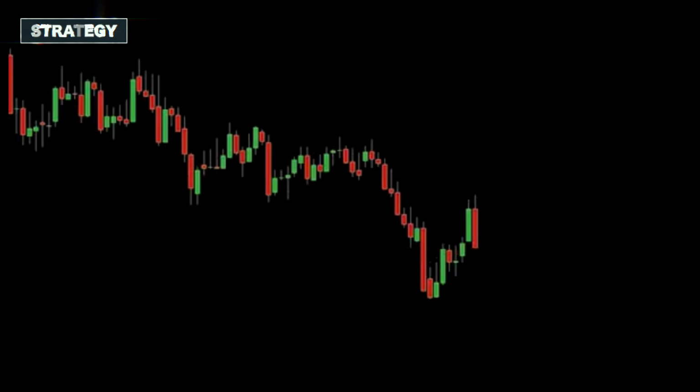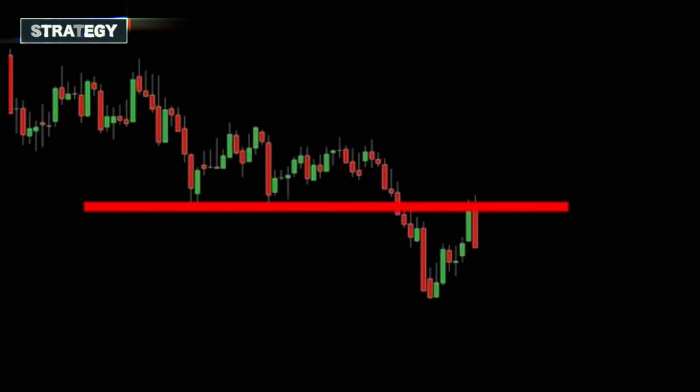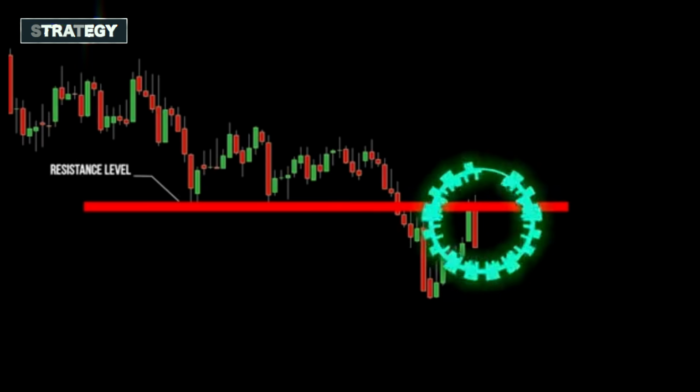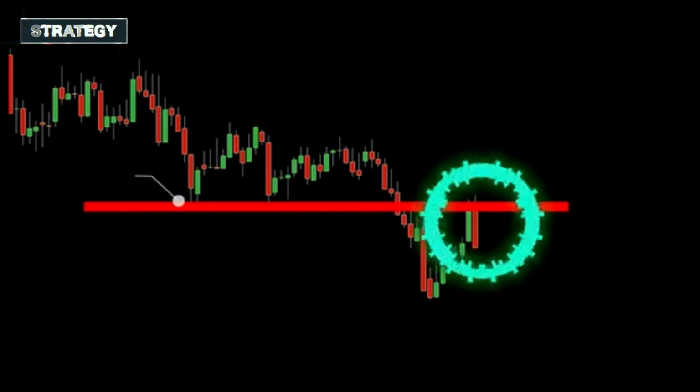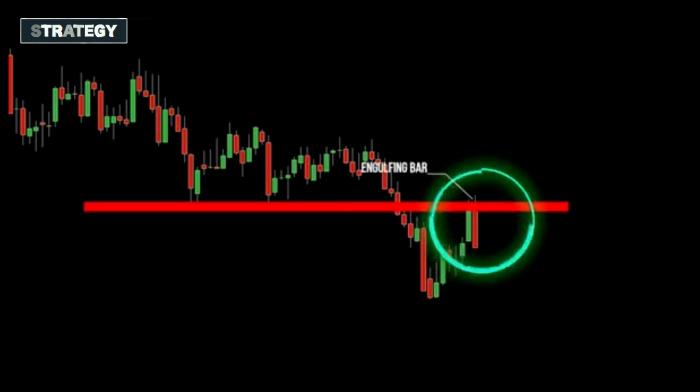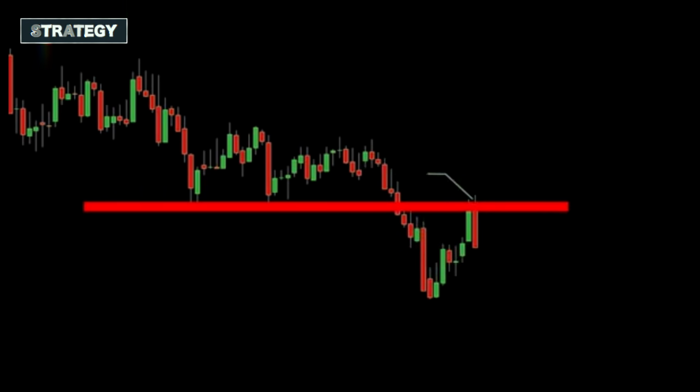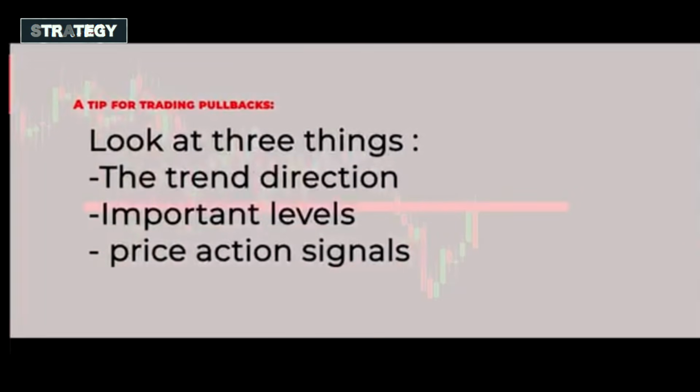In this example, the market is going down, and we've spotted a key level that used to support prices, but now works as resistance after the breakout. When the price nears this level, we prepare for a potential new strong move. Next, we see the market pull back and form a bearish engulfing candlestick pattern. This pattern suggests the end of the pullback and a possible new downward movement. A tip for trading pullbacks: look at three things: the trend direction, important levels, and price action signals.